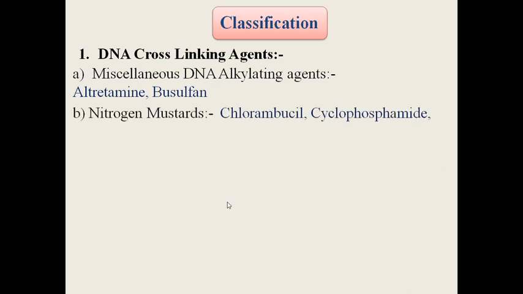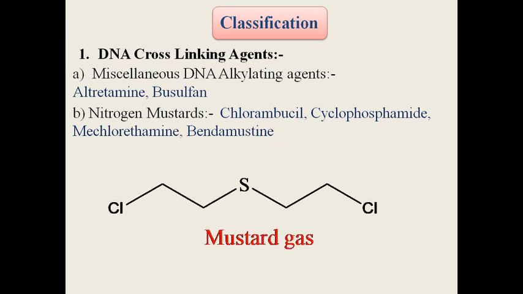Next, nitrogen mustards. Here we have chlorambucil, cyclophosphamide, mechlorethamine, bendamustine. The name mustard comes from mustard gas, which was the earlier mustard gas used in World War I and World War II, and there were many derivatives of it. It was called mustard gas because it smells like mustard or garlic. That's why it was called mustard gas. Mustard gas is a very poisonous gas.